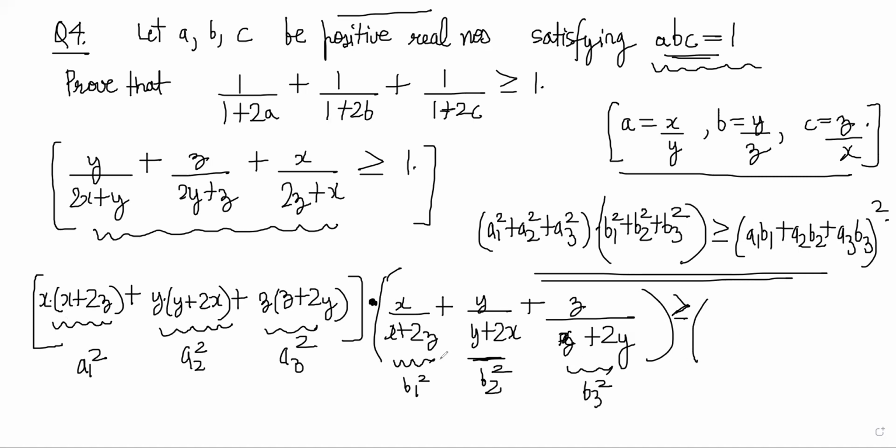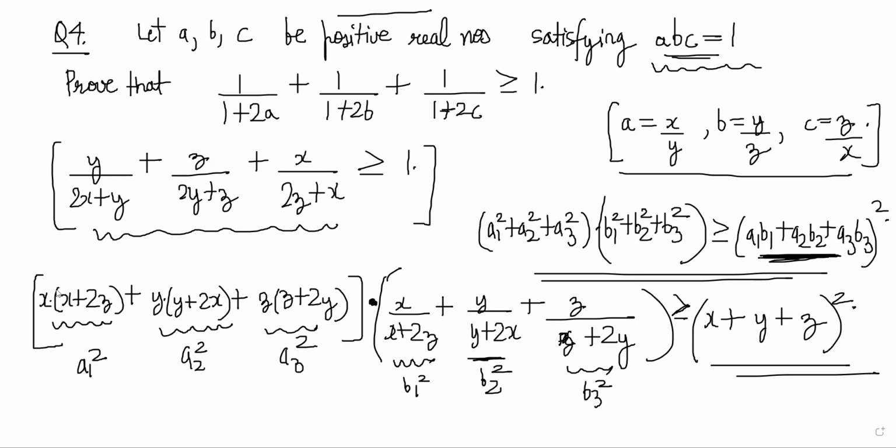We will get a1 times b1, which is root x times root over x plus 2z multiplied by root x by root over x plus 2z, where root over x plus 2z gets cancelled and you end up with simply (x + y + z)². You can check whether this is coming or not. You can calculate a1b1 + a2b2 + a3b3 whole square, and you will get (x + y + z)² here, right? So what we are ending up getting is basically this expression.